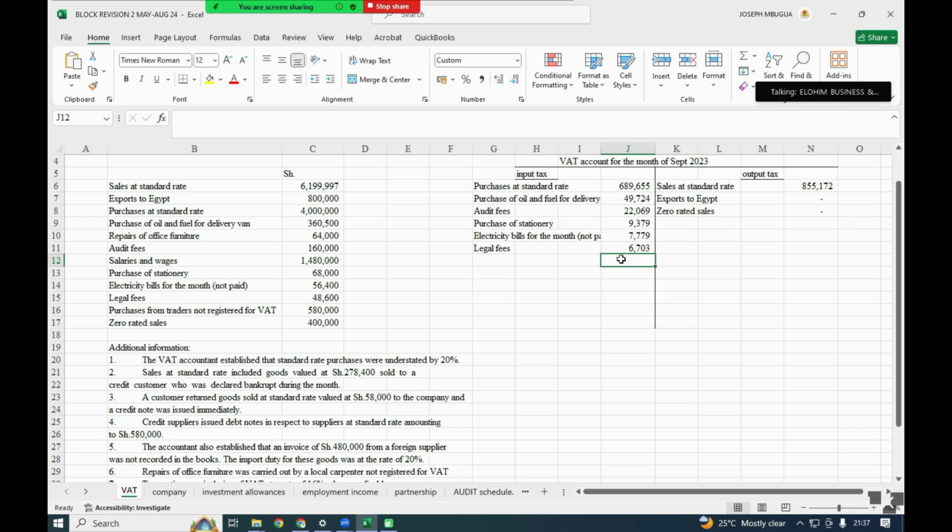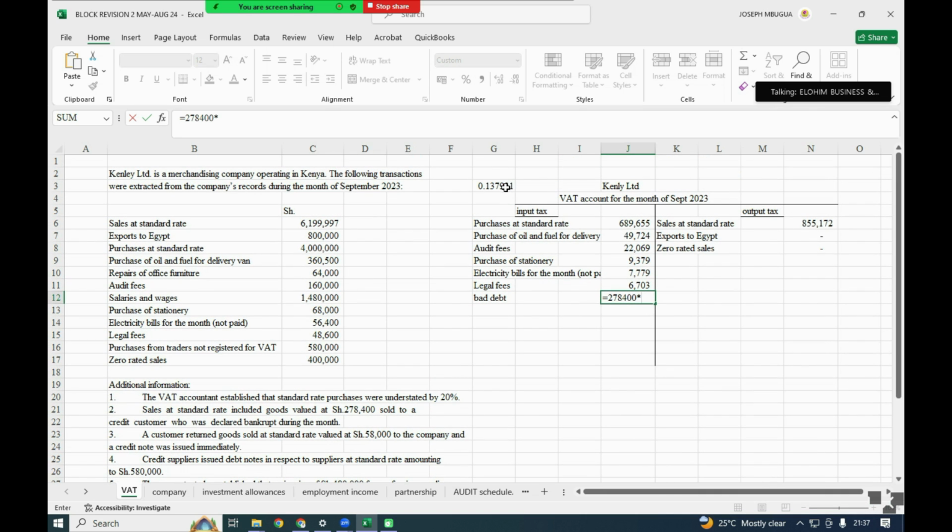The significance of the tax point is that it determines the time that you're supposed to charge VAT. So this side we have the bad debts. Bad debt relief, or we shall claim the bad debt. Under note number 2, the sales, where we had 278,400 of a customer that was declared bankrupt. Remember, we had already charged that particular customer VAT. When he is declared bankrupt, he will not be able to pay, so we shall claim the bad debt relief.